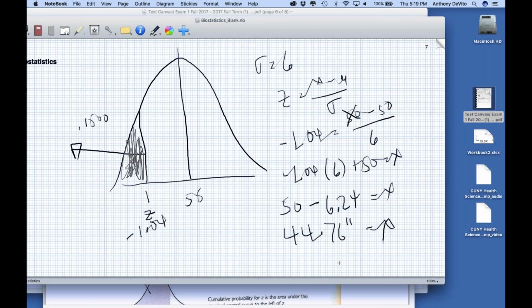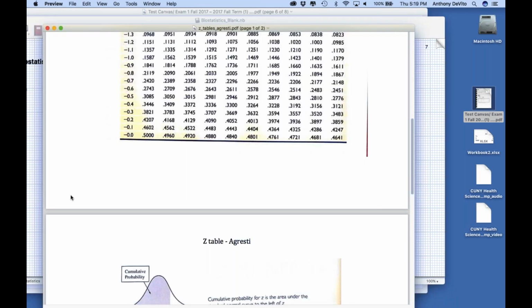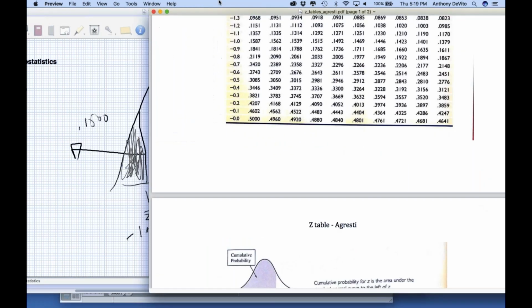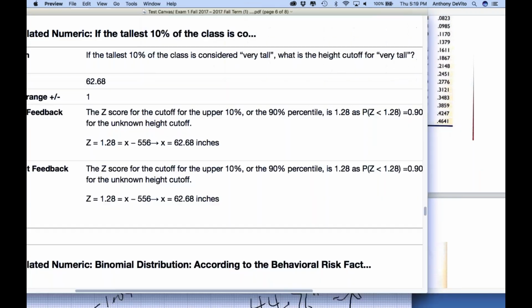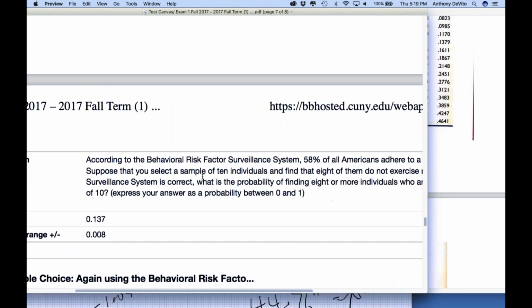All right, so like I said, it's just a matter of reading the problem and translating it into how you can use this table or Excel. Excel does the same thing, except you just put it in and it gives you the area. All right, let's see.